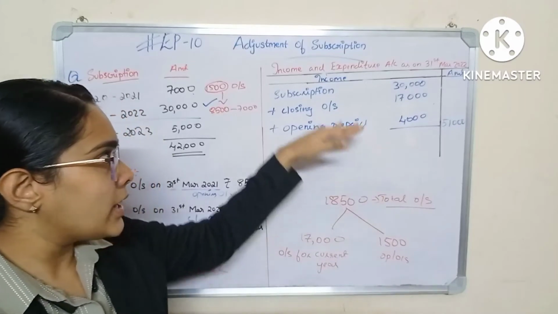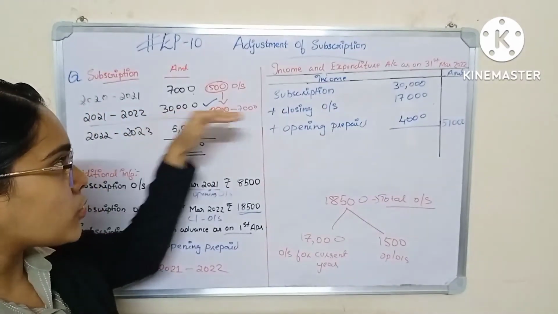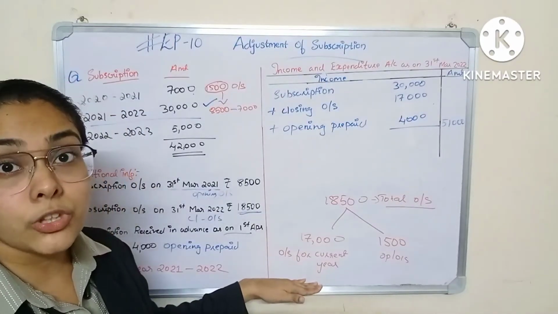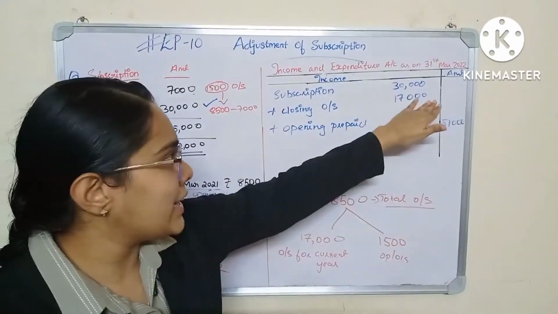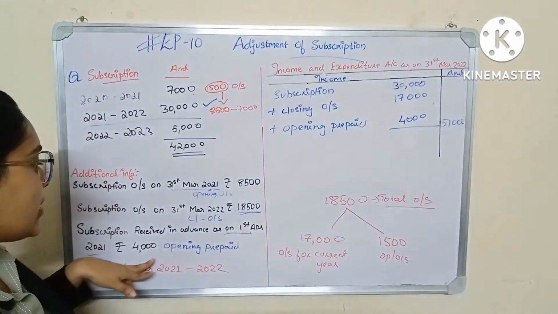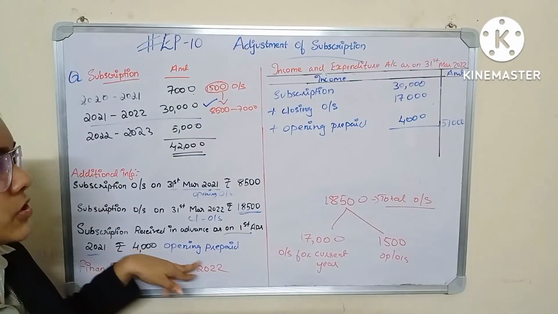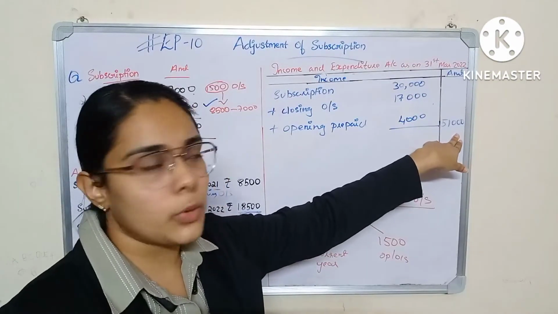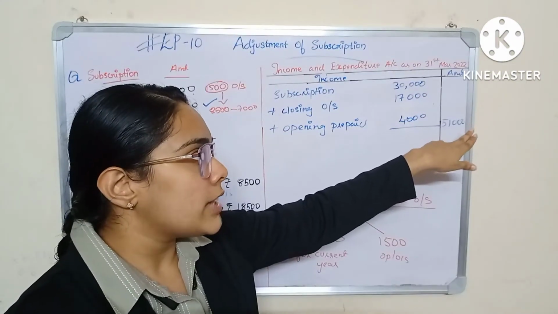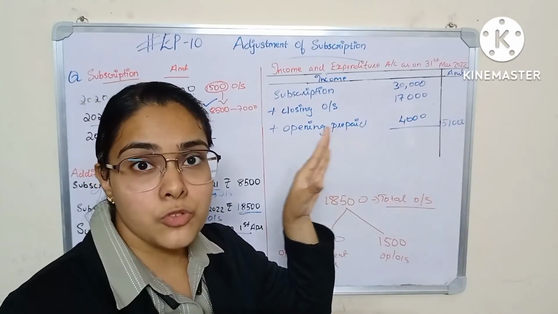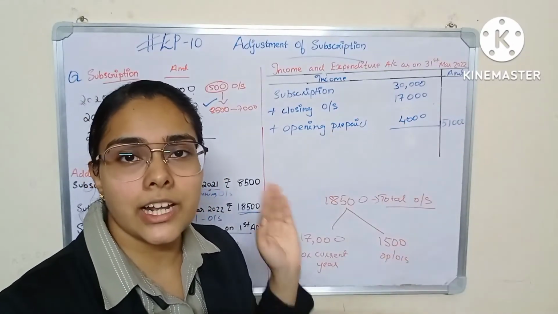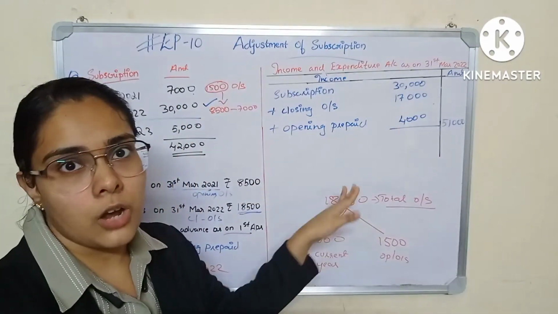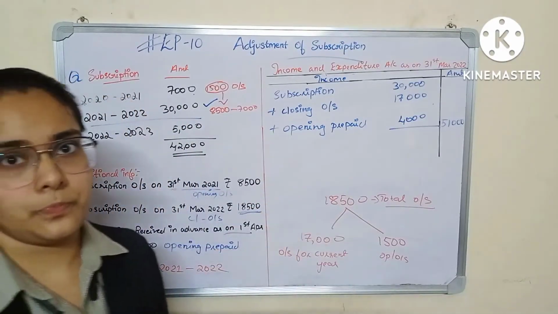That's it. First you add the amount received during the year, which is 30,000. Then after that you find out the closing outstanding for the current year and you add that. Then after that you have to add the opening prepaid, which is your 4,000. Okay, when you add it up, you will get a total of 51,000, which is the amount that you have received or which you have to receive for the current year as an income from subscription. So this is about the income and expenditure account. Now let us do the balance sheet.